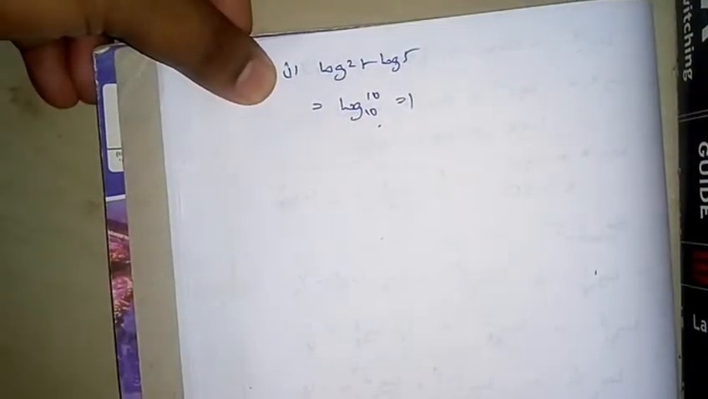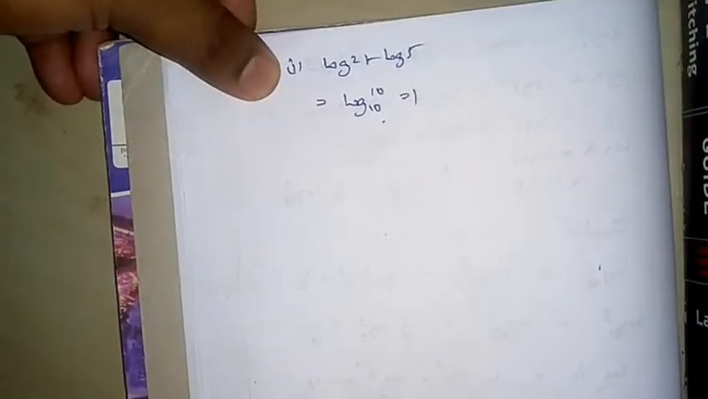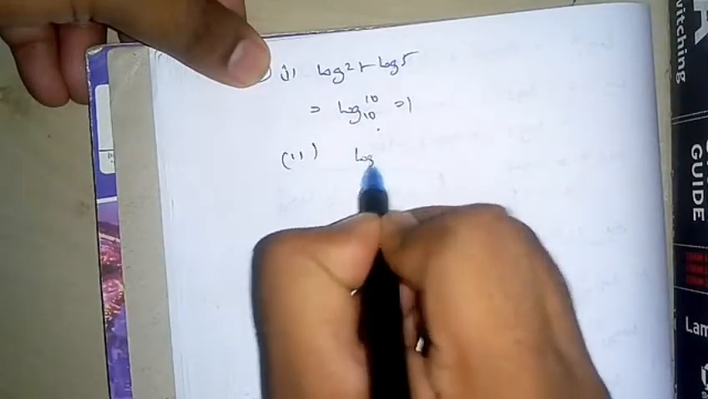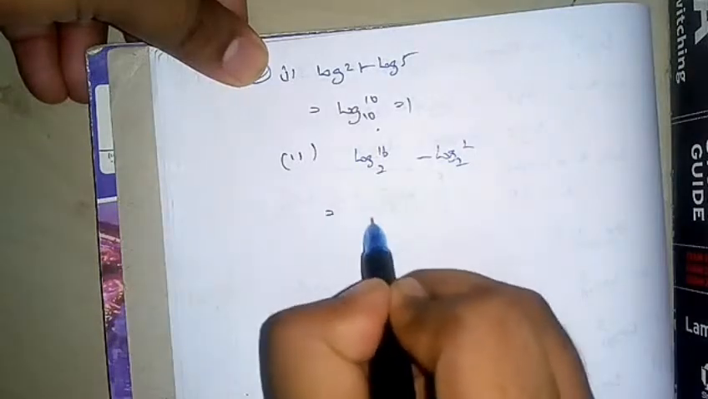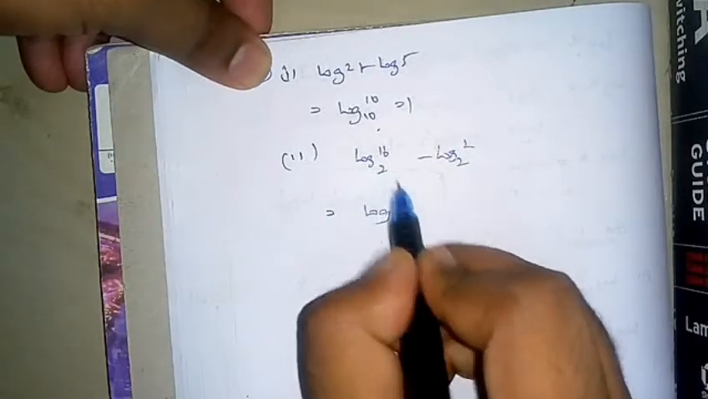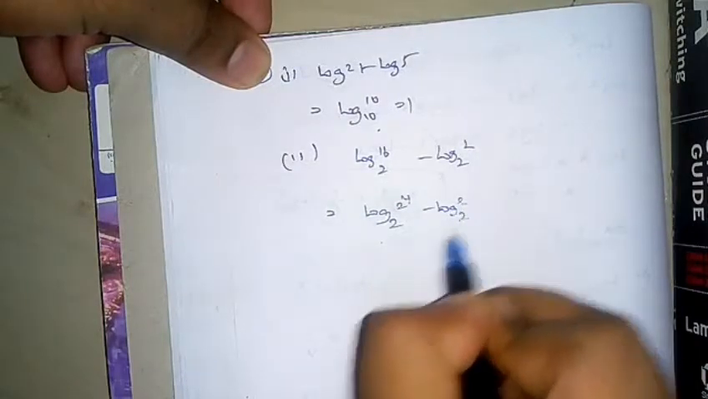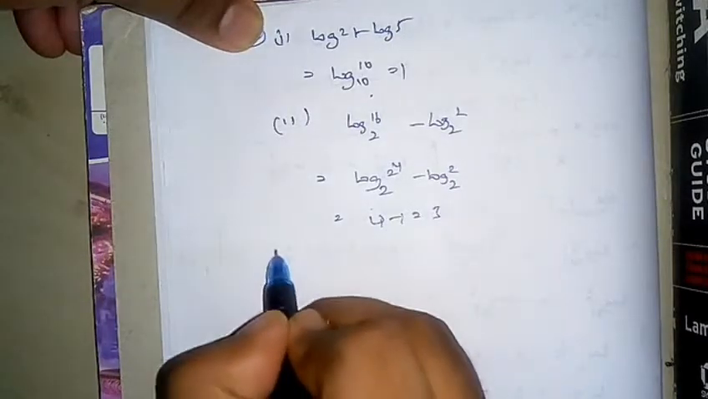Let's check the answers. Log 10. Second one. Log 16 base 2 minus log 2 base 2. You can write 16 as 2 power 4, so this is log 2 power 4 base 2 minus log 2 base 2. This can be written as 4 minus 1, which is equal to 3.